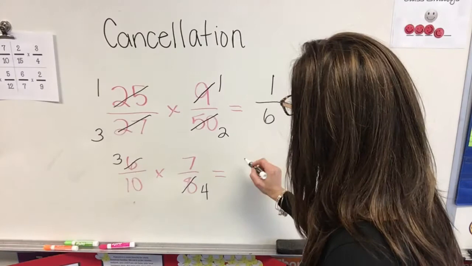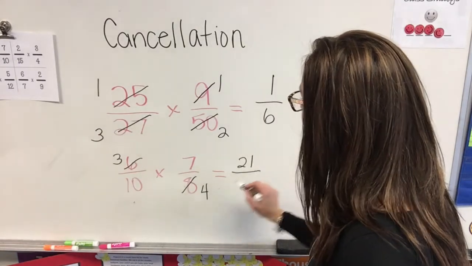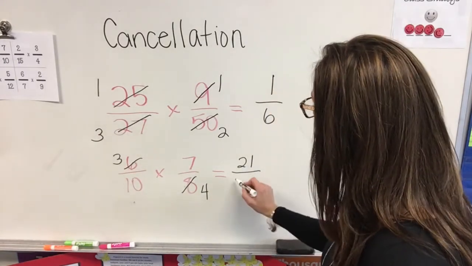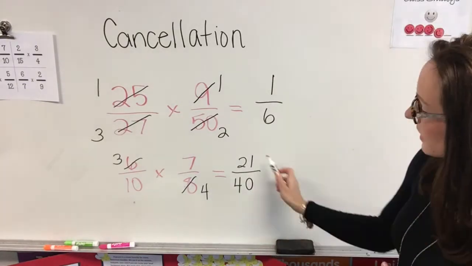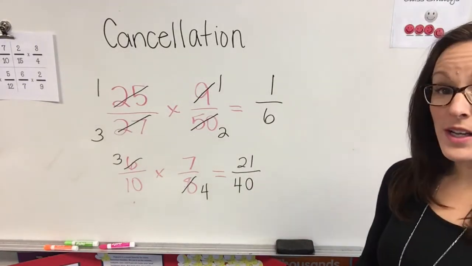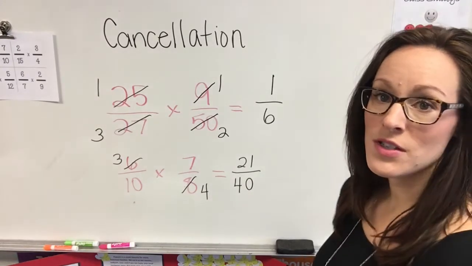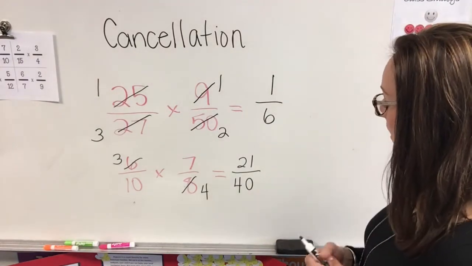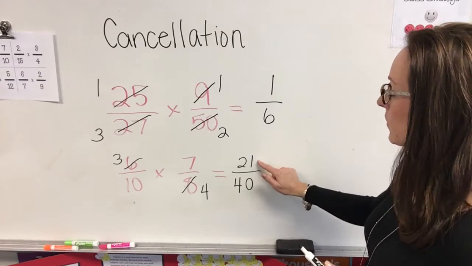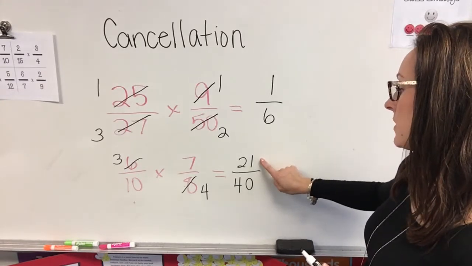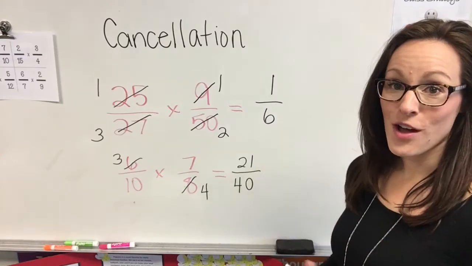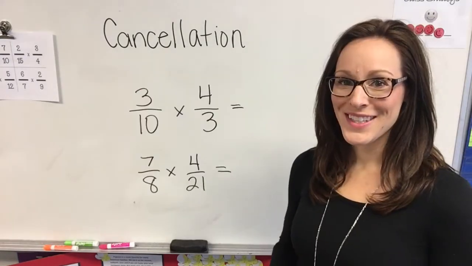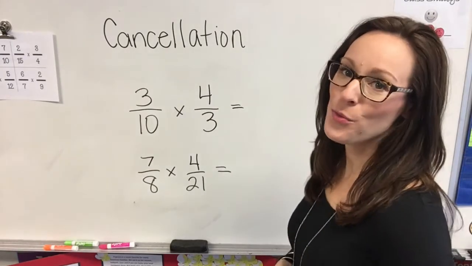3 times 7 is 21, and 10 times 4 is, of course, 40. This looks like a big fraction, 21/40, but it cannot be reduced. There's nothing you can do to this fraction to make it any smaller. We know that 3 and 7 go into 21, but they don't go into 40, and so this is a reduced fraction already. So for your practice tonight, I have 2 problems for you.